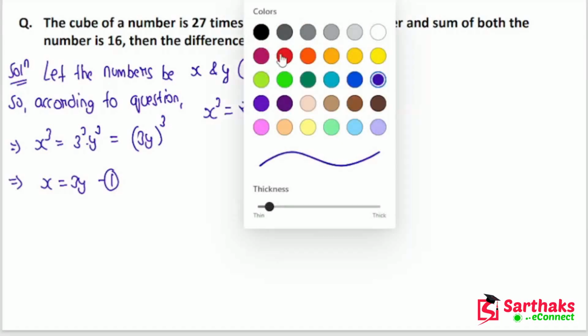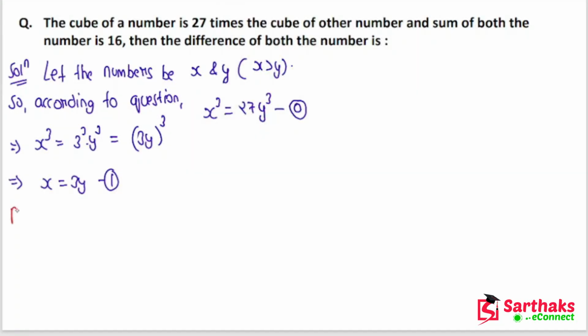So let me write in theory also so that you can focus. The sum of the numbers is 16, not their cubes, which implies that x plus y is equal to 16, right? You should always know that. So x plus y is equal to 16. Now it is equation number 2.